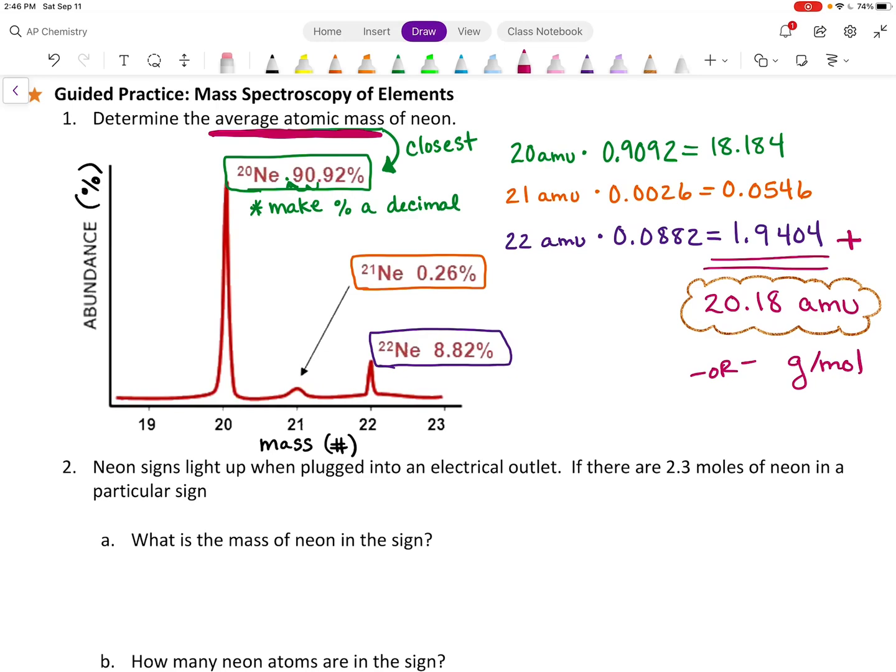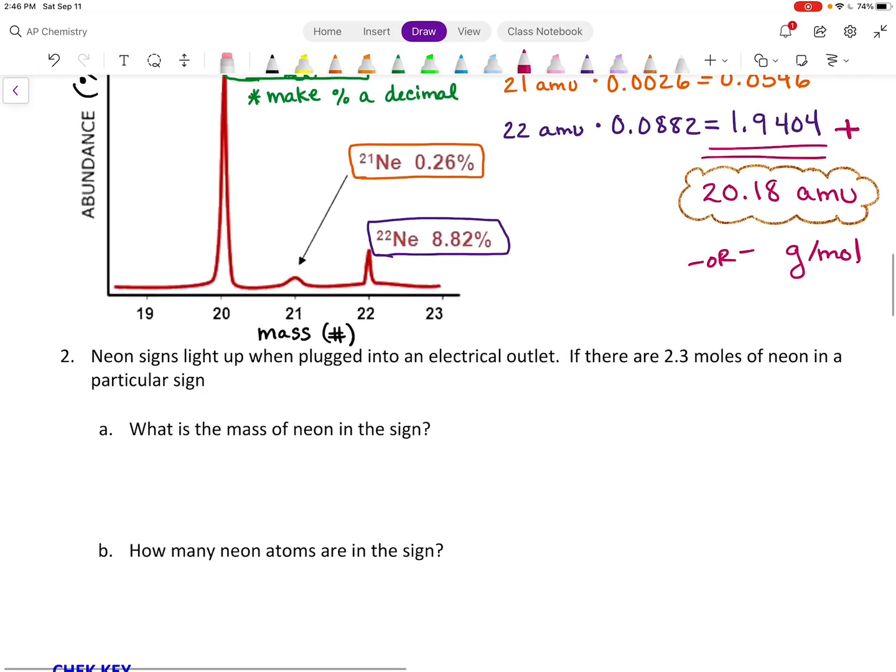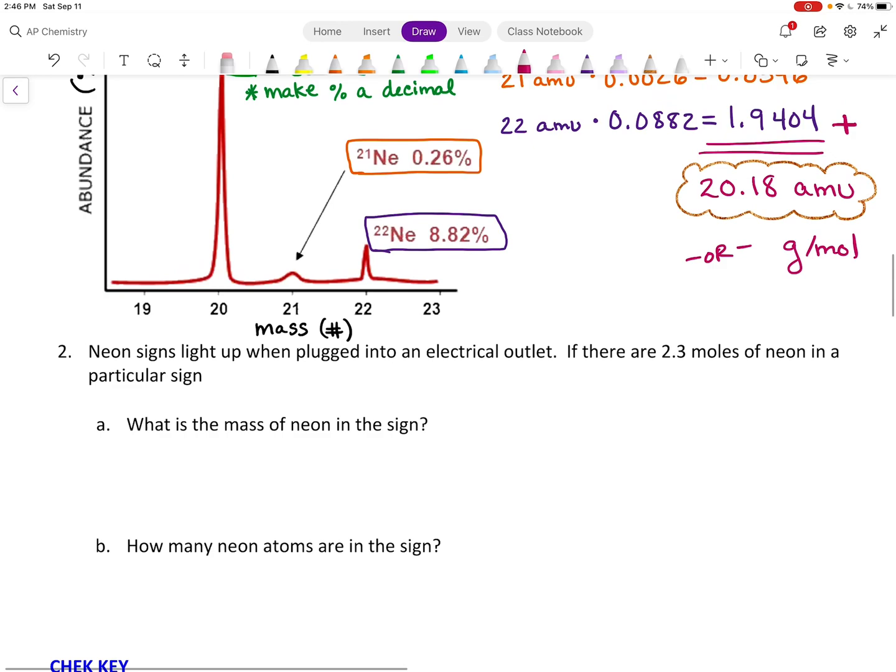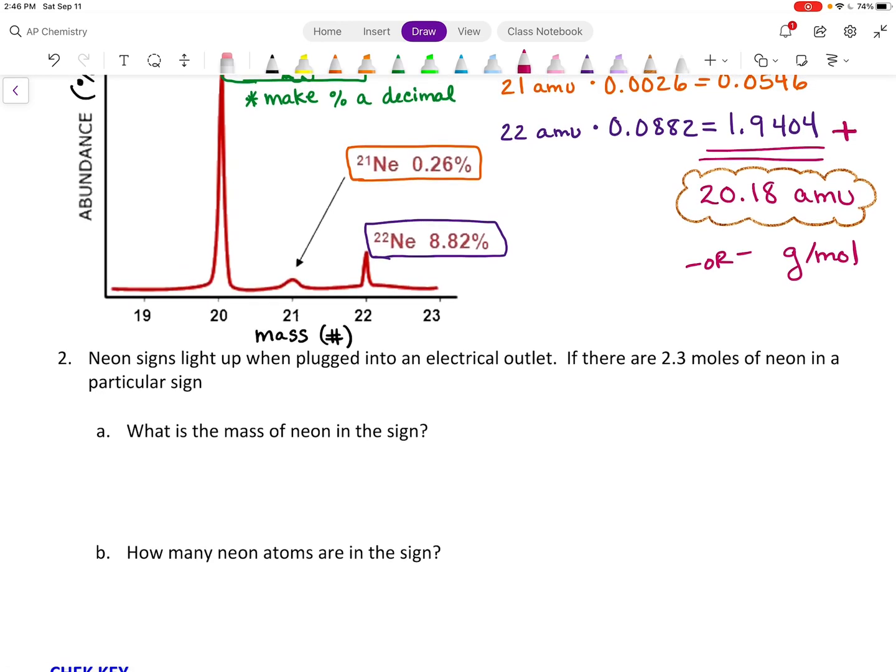All right, so let's go ahead and take a look at question number 2. Once we know that average atomic mass, then we can actually use it to do some conversion work. And so in number 2, neon signs light up when plugged into an electrical outlet. If there are 2.3 moles of neon in a particular sign, what is the mass of the neon in the sign? If we wanted to know that, okay? So let's go ahead and start with that amount. 2.3 moles.